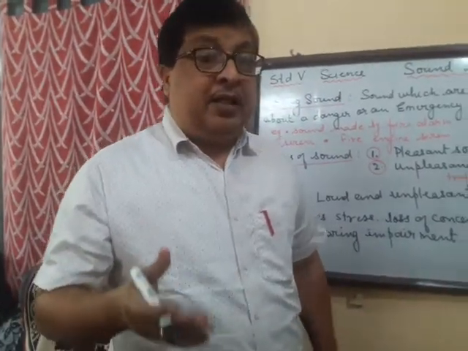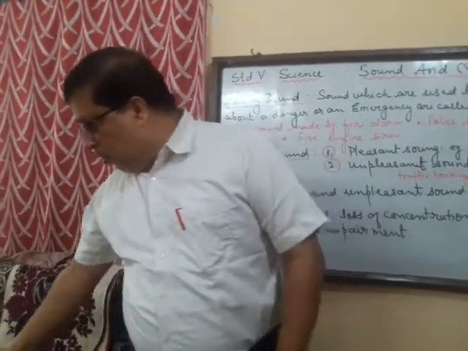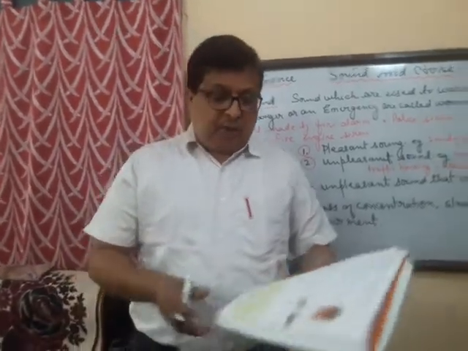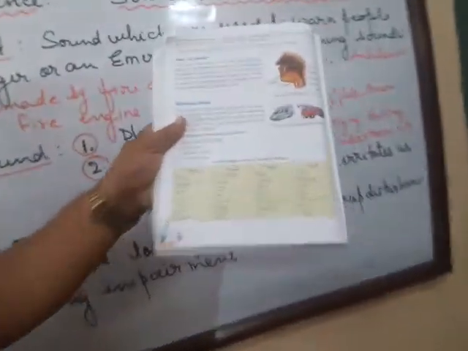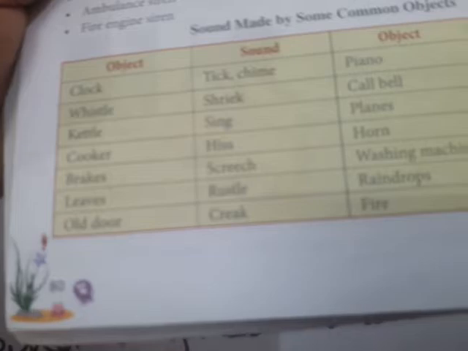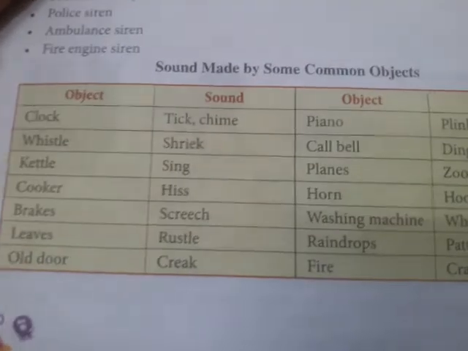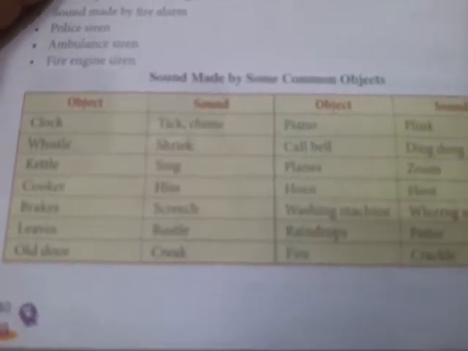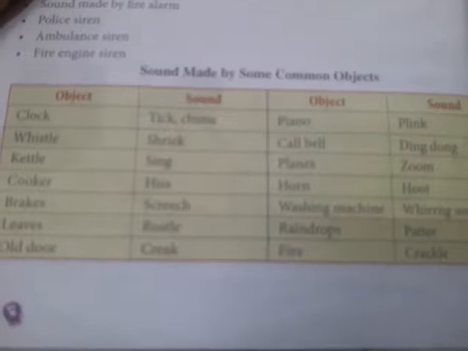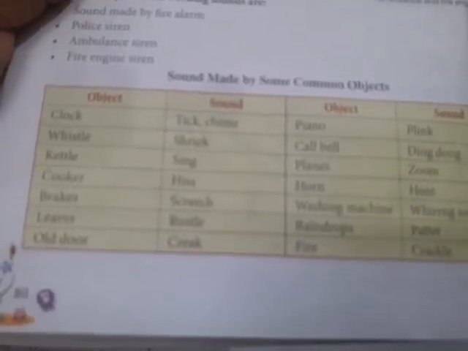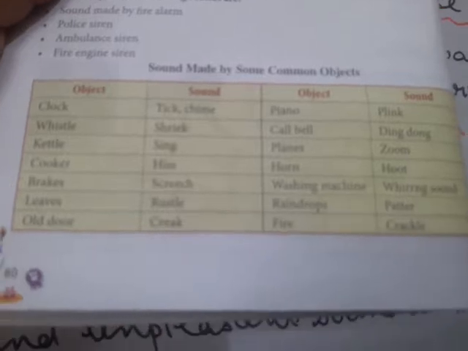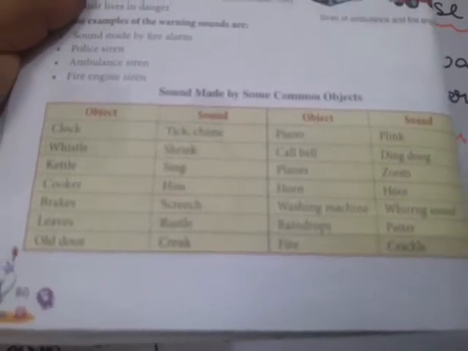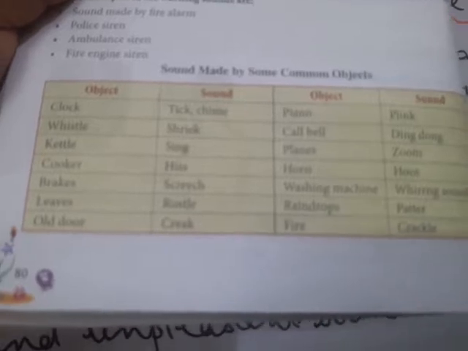Now apart from these, there are many other sounds. If you see your book on page number 80, there are sounds made by some common objects. I would just like to focus on this. You see that some objects are given there, and the sounds made by them. For example, the clock. What type of sound does it make? It makes a tick or chime sound. Whistle, it makes a shrieking sound. Kettle, it sings. Cooker, hiss. Brakes, they screech. When brakes are applied, it makes a screeching sound. Leaves, they rustle.